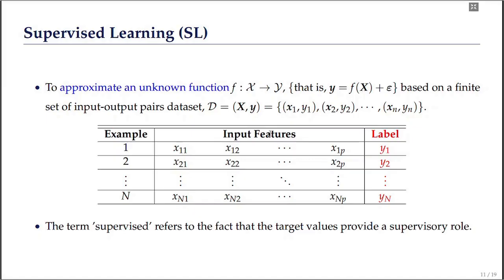So here the dataset D has inputs, usually denoted by capital X, consisting of all possible covariates, and we have an output, which we call the label Y. Then once we have these input features and the label or the output feature Y, the objective is to find a mapping from the input space to the output space Y. Here the term supervised refers to the fact that the target values, or the dependent variable, or the outcome variable provides a supervisory role.